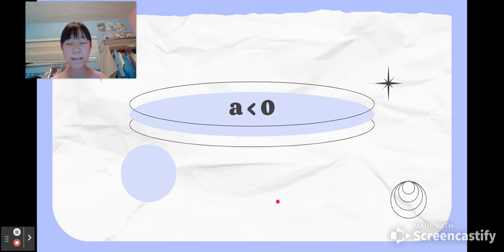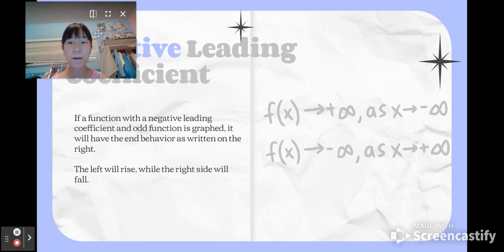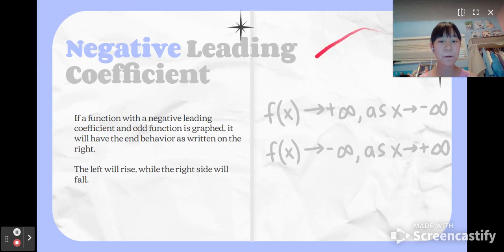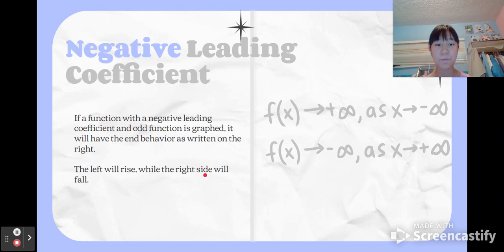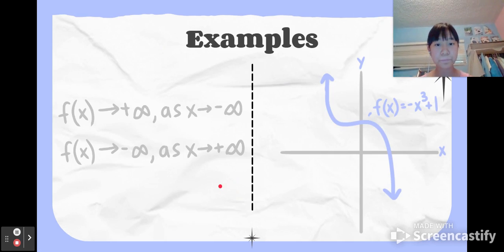So how about when a is less than 0? When there is a negative leading coefficient, it will have this end behavior as follows, and the left side will be rising as the right side is falling. So the end behavior will be f of x approaches positive infinity as x approaches negative infinity, and f of x approaches negative infinity as x approaches positive infinity. Well, let's look at some graphs so we can actually understand what this end behavior means right here.